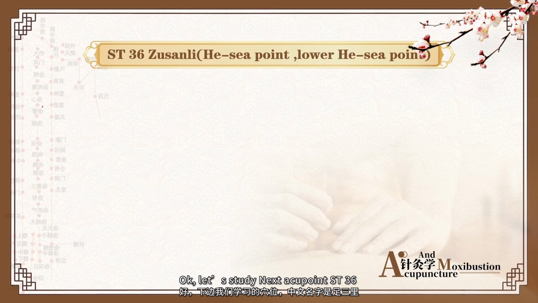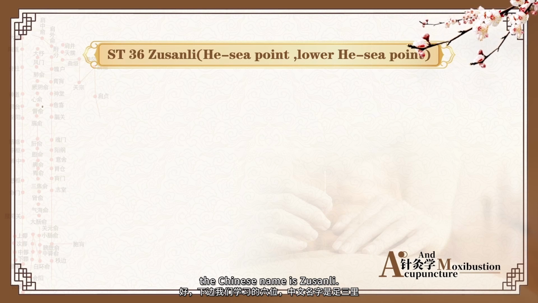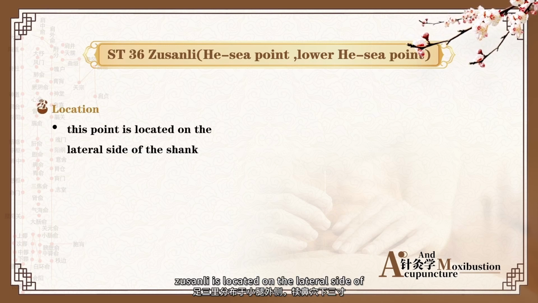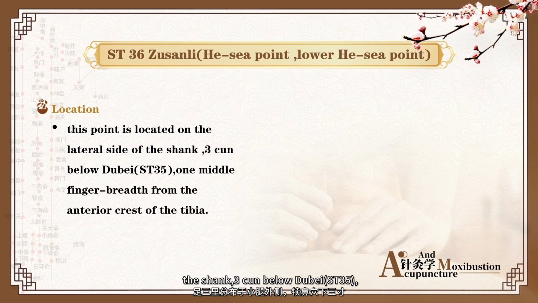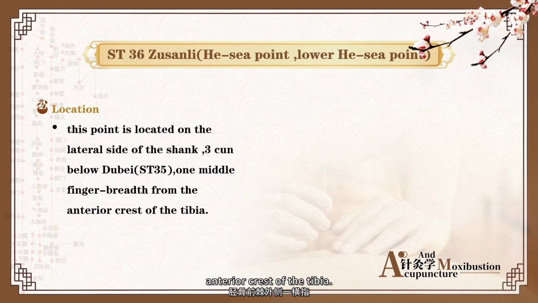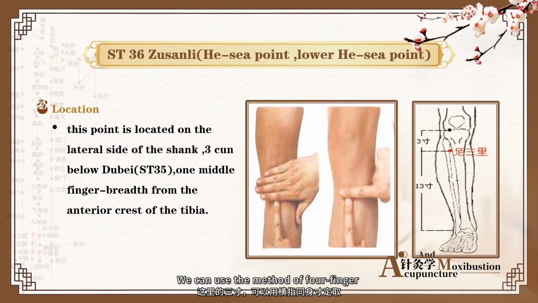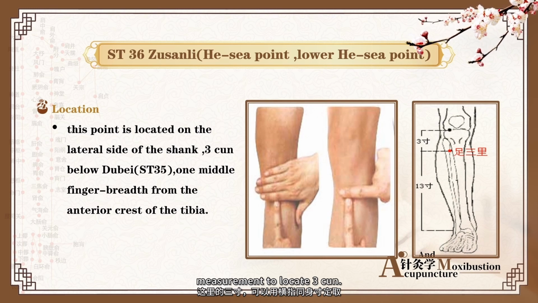Okay, let's study the next acupoint, stomach 36. The Chinese name is Zusanli. First, we can look at the location. It is located on the lateral side of the leg, 3 cun below Dubi, stomach 35, one middle finger breadth from the anterior crest of the tibia. We can use the method of 4-finger measurement to locate 3 cun.